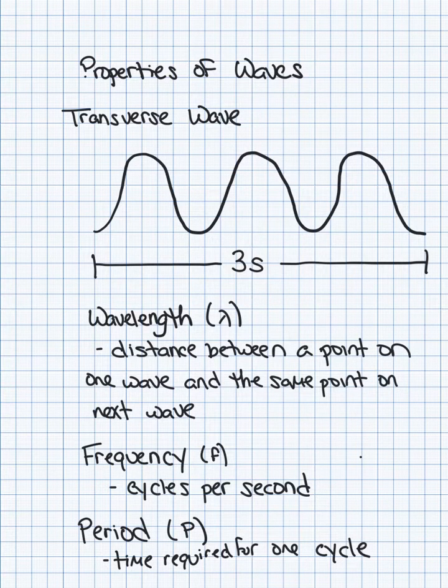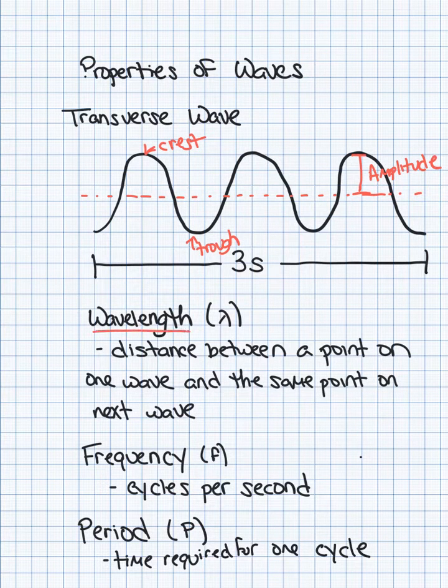Today we're going to be talking a little about properties of waves. I drew here a transverse wave. On any type of transverse wave, the top point of the wave is known as the crest, and the bottom point of the wave is known as the trough. The midpoint of the wave I'm going to draw in with a dotted line, and the distance from the midpoint of the wave to either the crest or the trough is known as the amplitude of the wave.